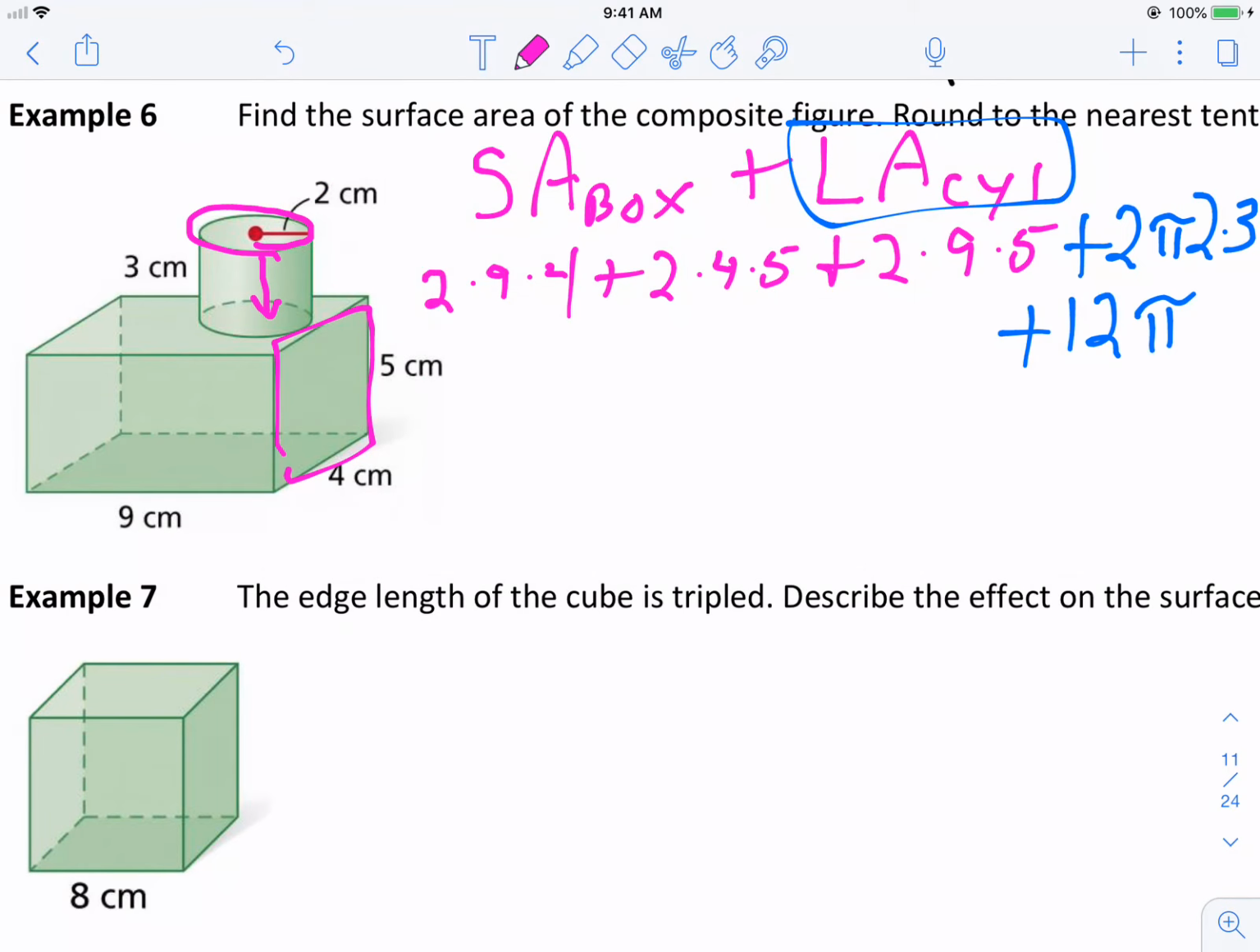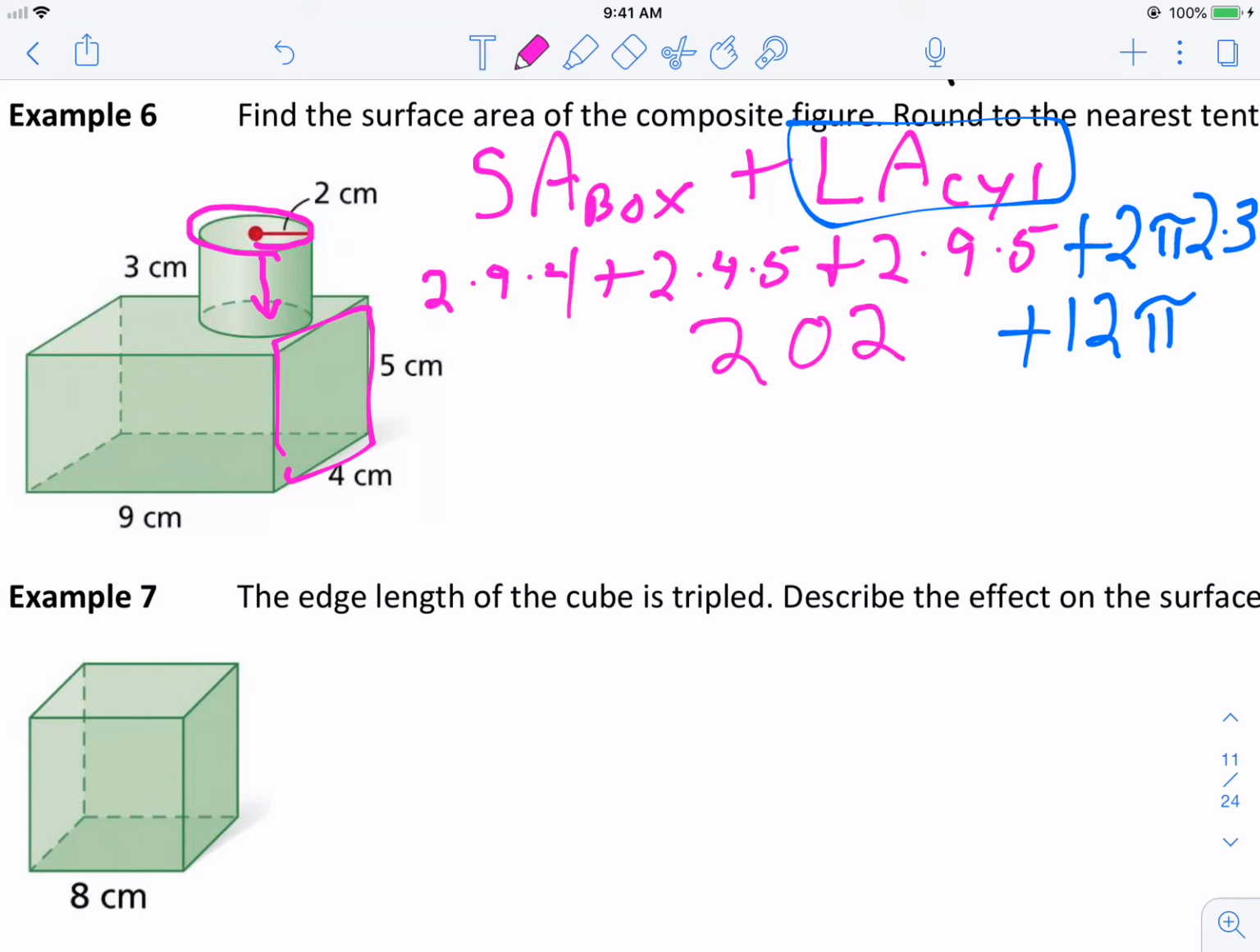For our rectangular prism, or our box surface area, you could just carefully type this all into your calculator. No need to work that out by hand. I mean, you could simplify each of those by hand. They're pretty easy numbers to multiply, but just be careful that you're keeping track of everything. So you multiply and add these values together. We get a surface area for the box of 202. And then we're going to add these together.